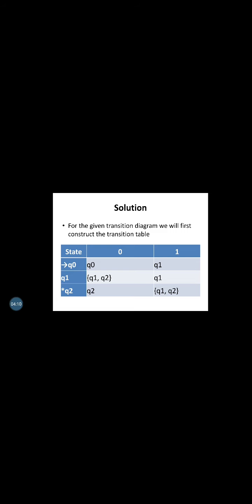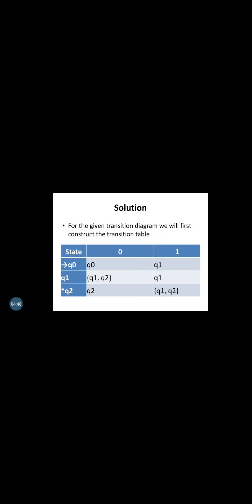From the previous diagram, we are going to construct the transition table. Q0 comma 0 is Q0, and Q0 comma 1 will be Q1. When we come towards Q1 comma 0, for the input symbol 0, Q1 responds to two different states, that is Q1 itself and Q2, and Q1 comma 1 is Q1. And when we come towards Q2 comma 0, it is Q2, and for Q2 comma 1, again there are two transitions on the input symbol 1, that is Q2 comma 1 is either Q1 or Q2.